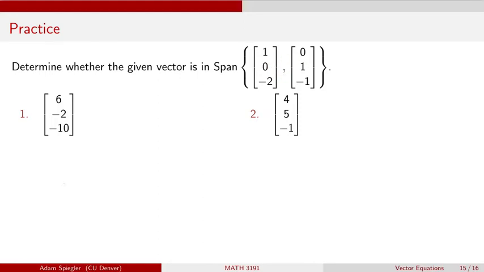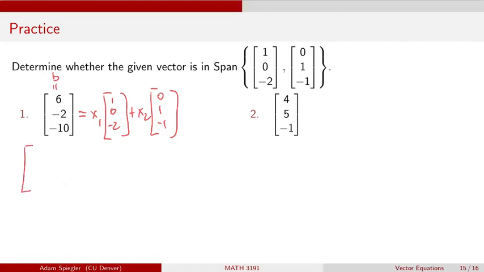So let's begin with question 1, which is asking us, is the vector 6, minus 2, minus 10, is that in the span of these two vectors, 1, 0, minus 2, and 0, 1, minus 1? So to answer this question, we can set up a vector equation. Is it possible to write that as some scalar x1 times the vector 1, 0, minus 2 plus some scalar x2 times the vector 0, 1, minus 1? So let's set up the augmented matrix to go along with this.